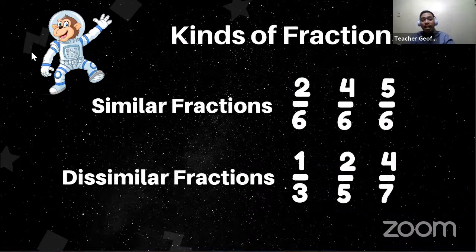Okay, please remember, we have the similar fractions. Again, the denominators are all the same. For the dissimilar fractions, just look at the denominator again, and we will have different kinds of what? Denominators. Okay, they are not the same.